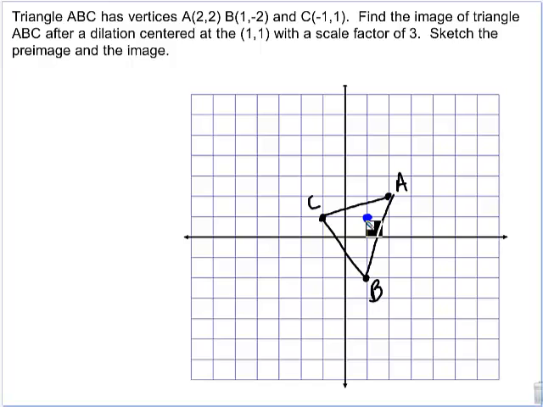Okay, so we want a scale factor of 3. Here, if originally I go up 1 over 1 to get to my A, what will I have to do to get to my new A? Up 3 and over 3. So there's my new A.